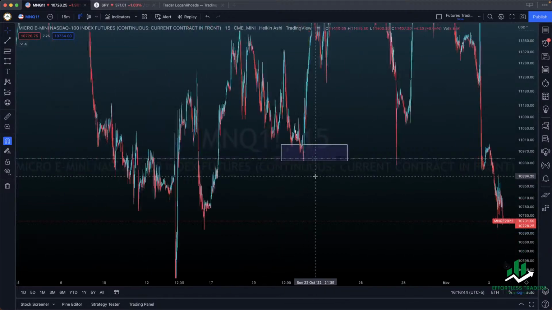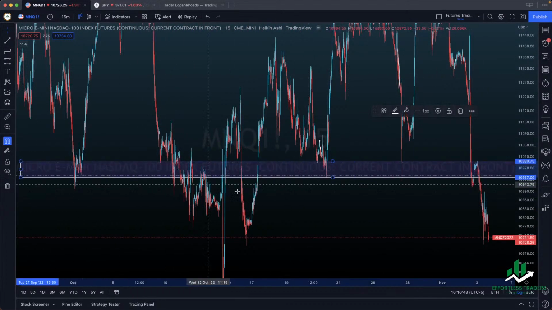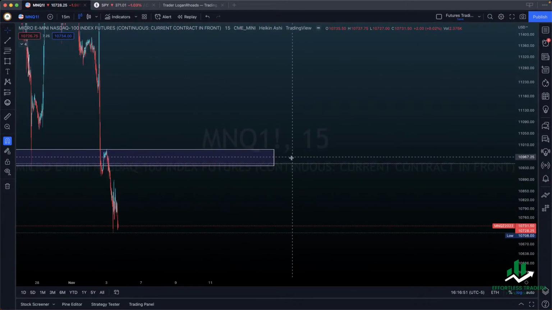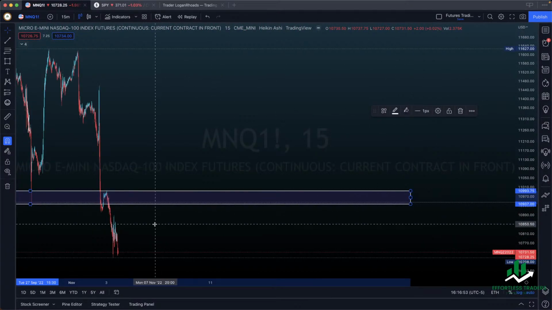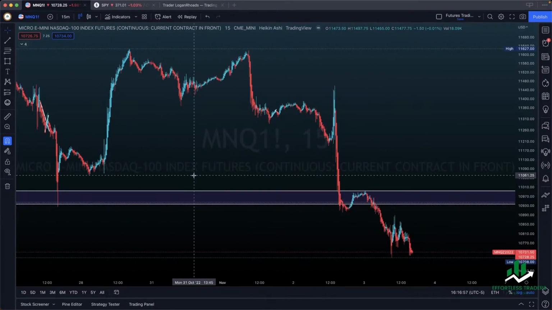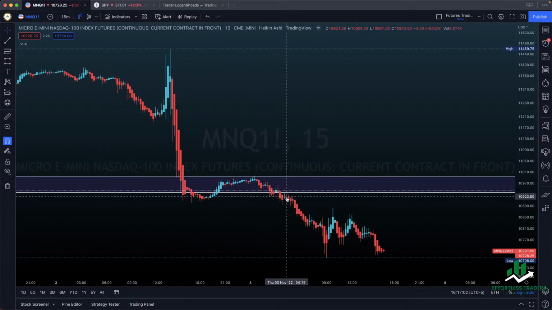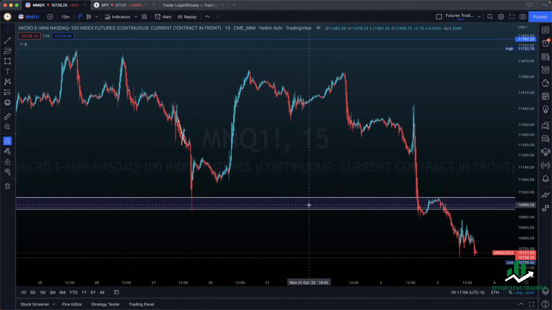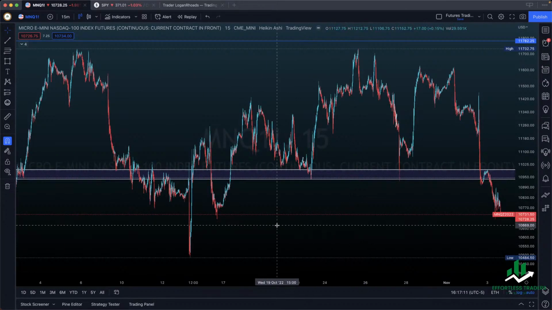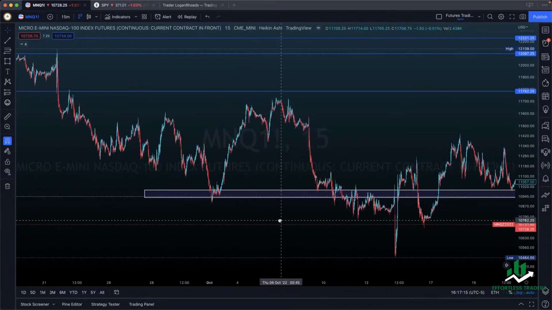And then we're going to test it and see how it's performed. And if this isn't the most perfect thing you've ever seen, look at that. It literally worked out today. As you can see, we came up here, we tested the top of this, and we rejected. So if I'm being completely honest with you guys, I forget the actual names of these zones. I don't know if it's a supply zone or a demand zone. All I know is you would play the short side of this. You wouldn't play the long side, typically.